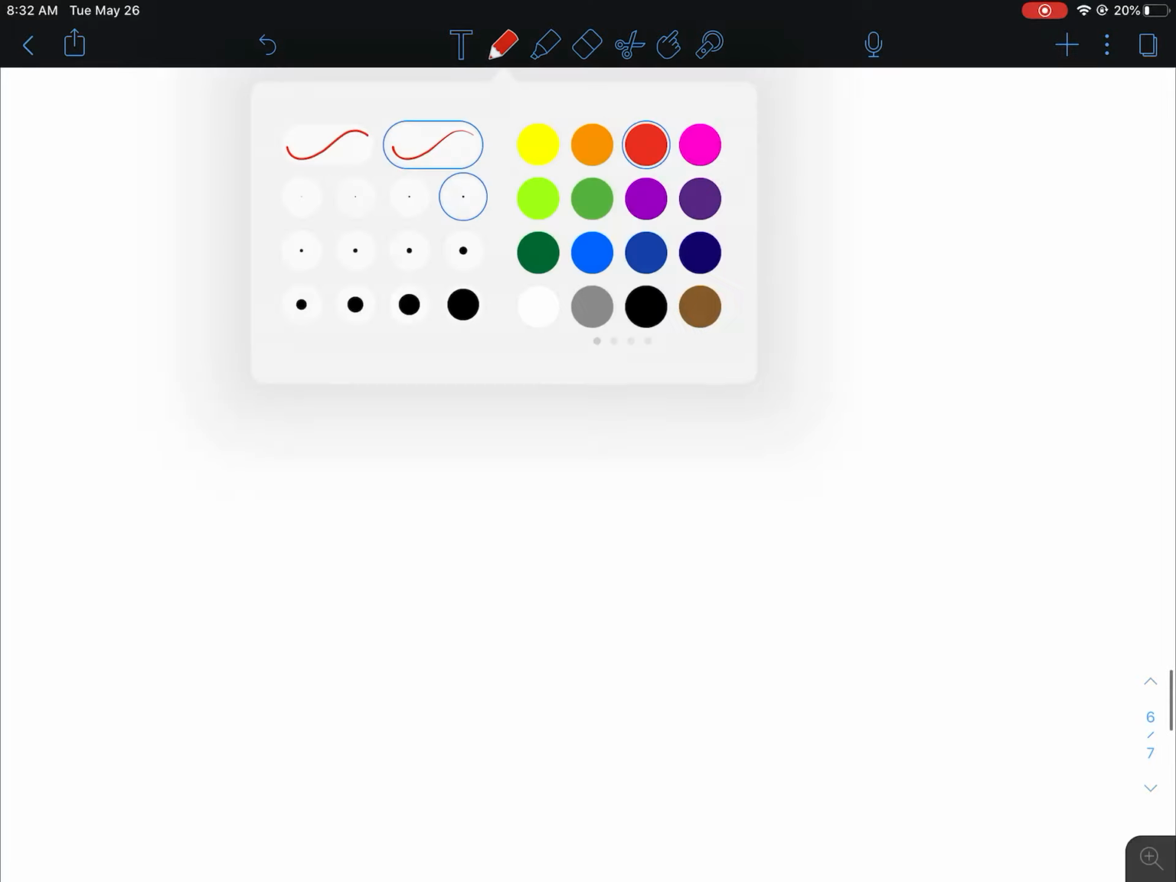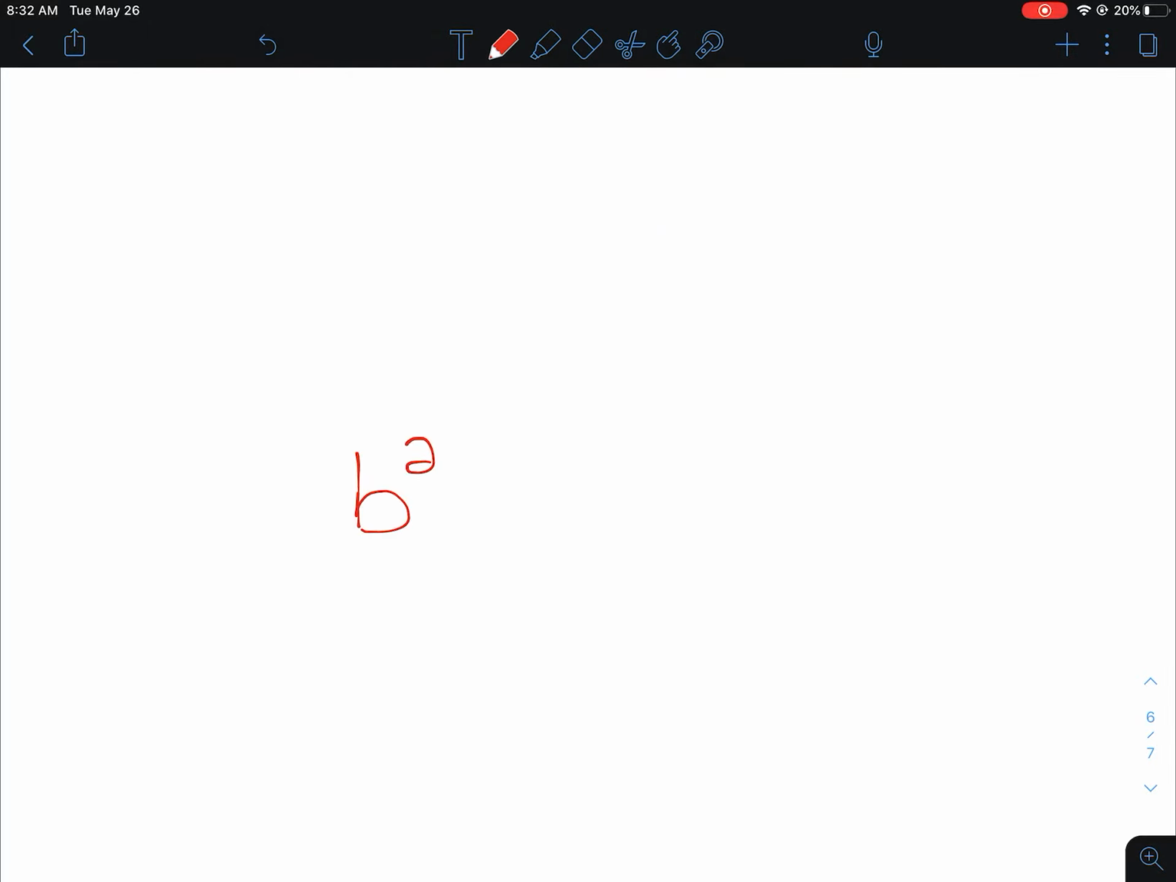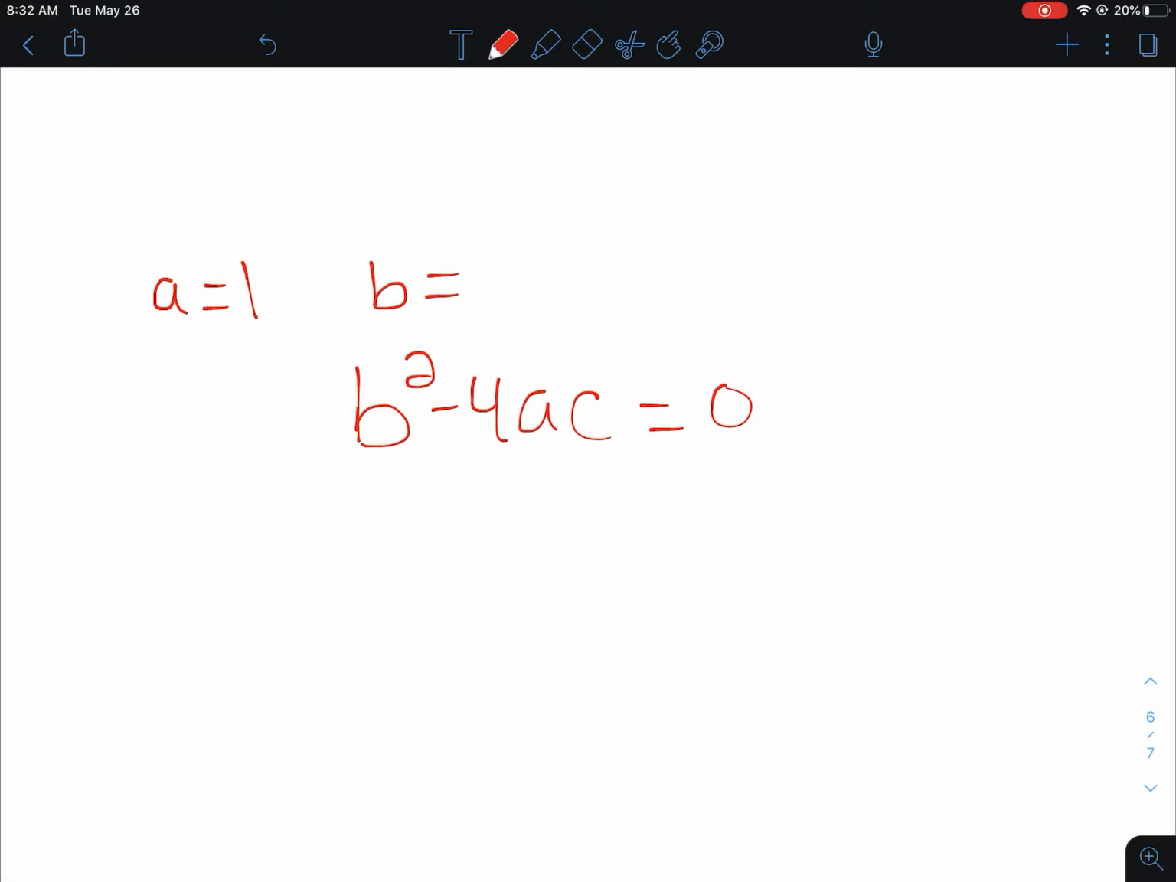And then let's say b squared minus 4ac gave us 0, right? So, and I'm going to make up that, let's say a is 1 and b, I don't know, 4. And so if I do b squared minus 4ac and I got 0, let's say, then my quadratic formula is going to look like this.